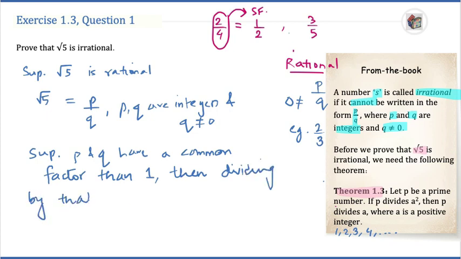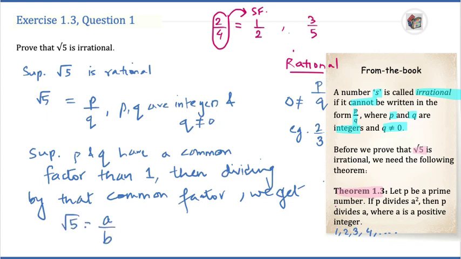Just be very patient with this and try to understand every single step. And once you understand this, you'll get all these questions correct. So by this common factor, if you divide, then what will it become? Our p by q, suppose, becomes a by b, like this. It is still square root of 5 because the value does not change, right? 2 by 4 is actually the same thing as 1 by 2, just that they're now in the simplest form.